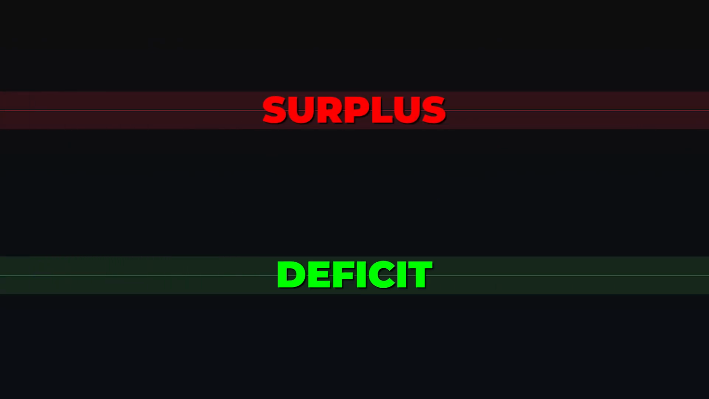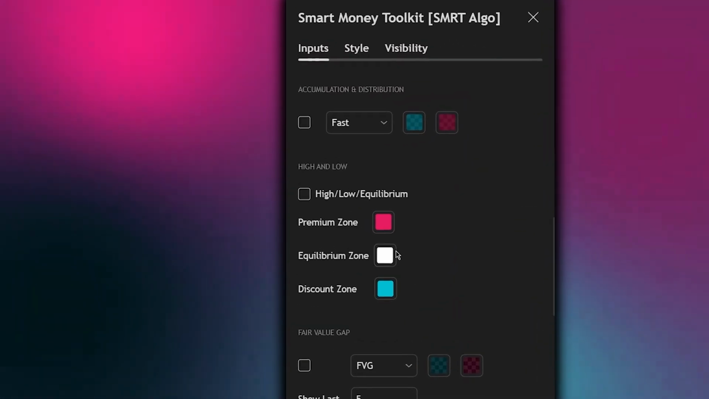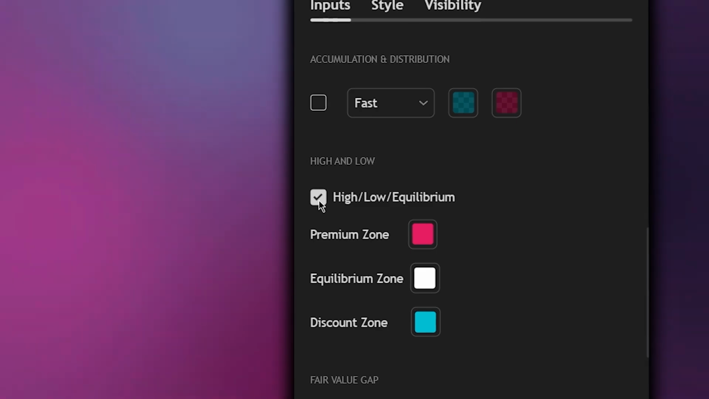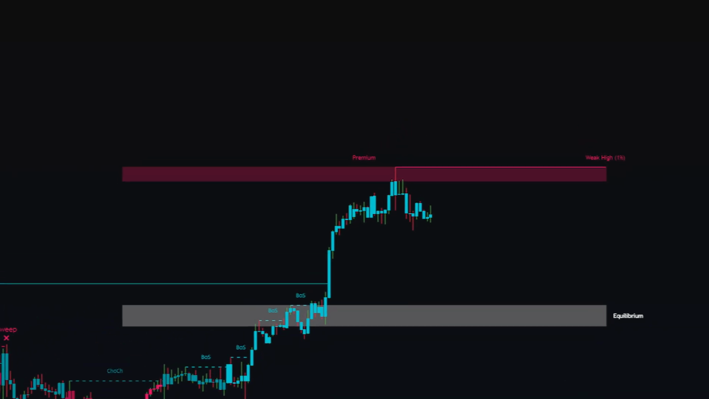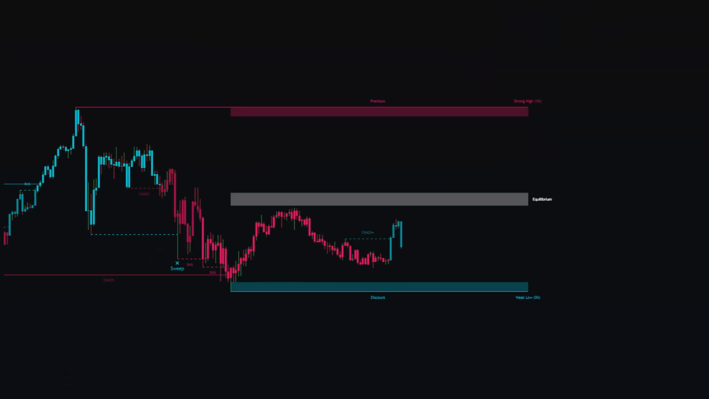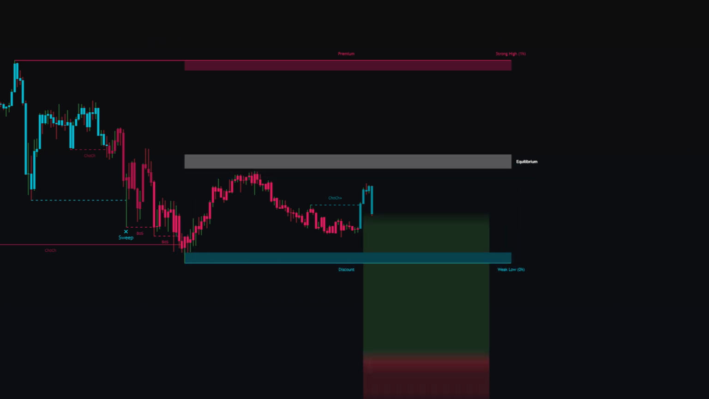Many of these trades will take place between surplus and deficit zones. To effectively navigate through these zones, you'll need a way to spot these areas. That's where the high and low feature comes in. It helps you quickly determine if the price is at a premium or discount zone, so you can quickly see if a price is at a good level for an entry.